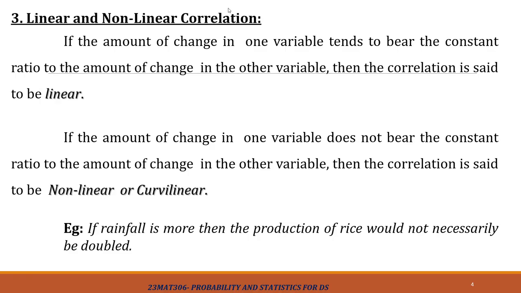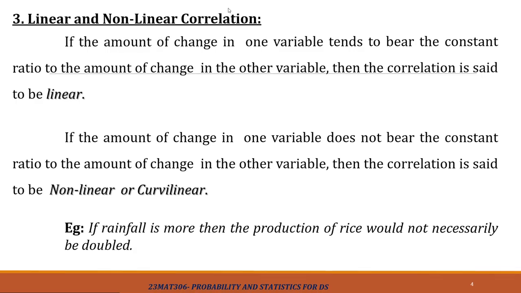Next, linear and non-linear correlation. If the amount of change in one variable tends to bear a constant ratio to the amount of change in the other variable, that's called linear. If it changes dramatically, that means very large amounts of change, it is non-linear or curvilinear correlation. That means if rainfall is more, the production of rice would not necessarily be double. In a practical case, it is not double. So it comes under the category of non-linear correlation.